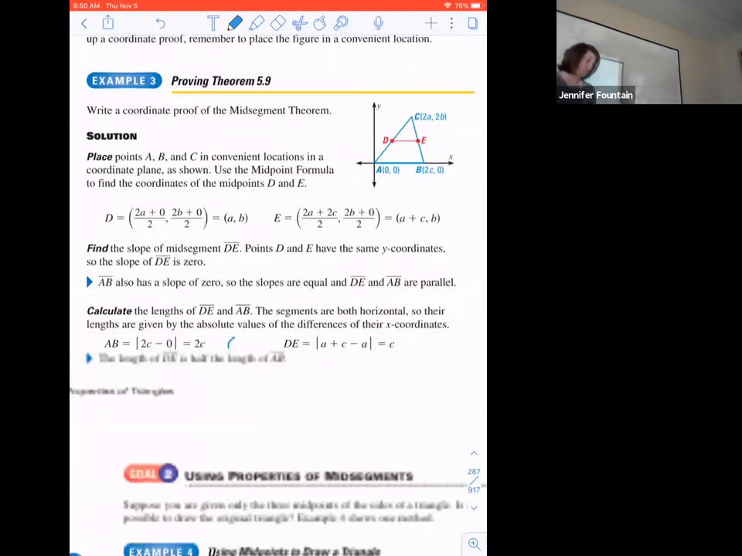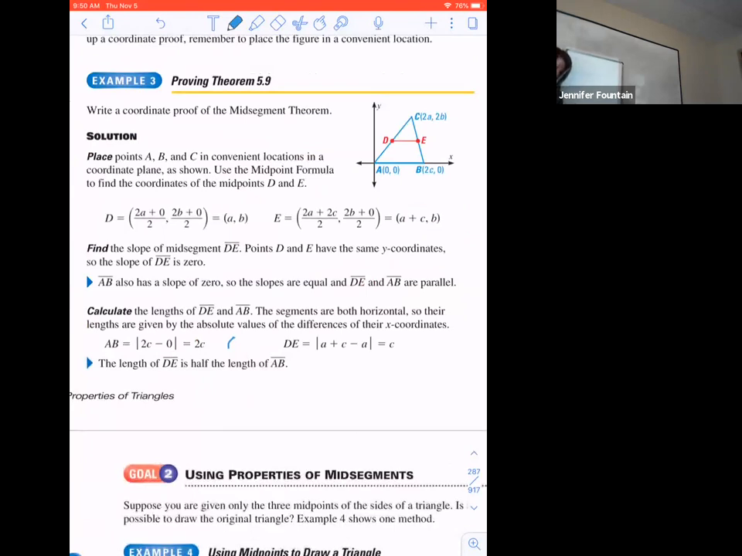Okay, so example 3, we're going to kind of scoot through this. This is dealing with proving mid-segment. So it says write the coordinate proof of a mid-segment theorem. So basically it's just saying that I've got A, B, and C, and then I have my midpoints D and E. So it says place A, B, and C in convenient locations on a coordinate plane. Use the midpoint formula to find D and E. And so you can find those coordinates.